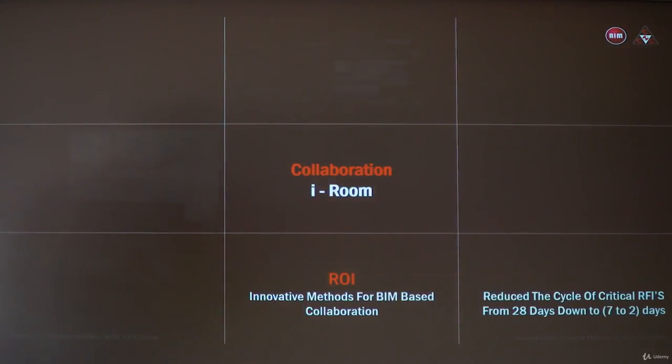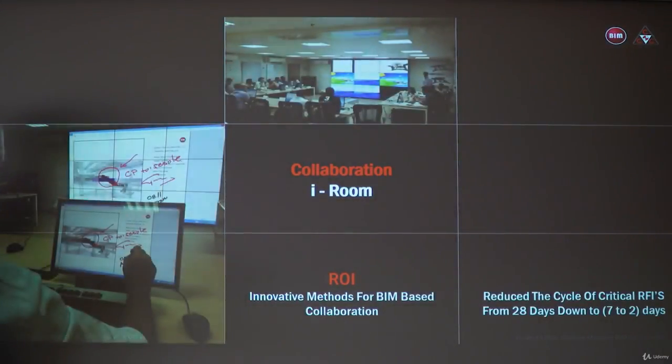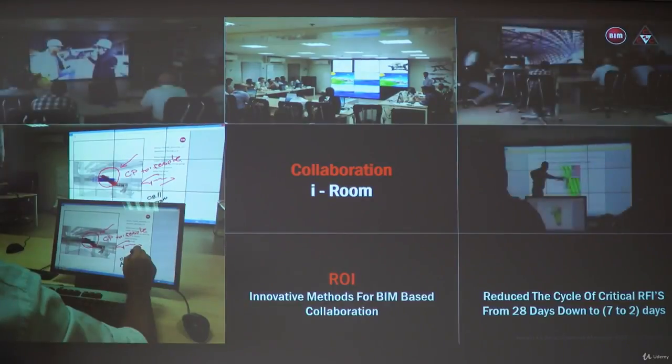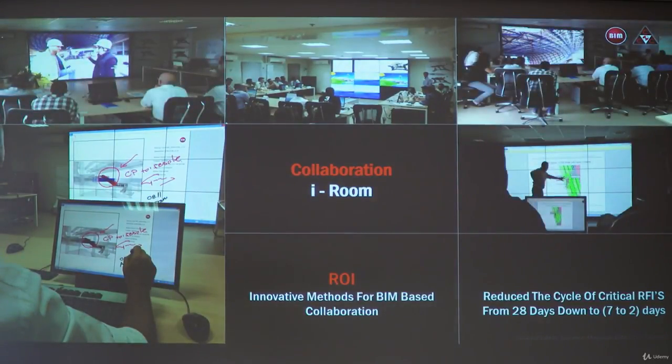Now, we believe that collaboration is not only a digital collaboration. Collaboration should happen on two different levels: physical collaboration as well as digital collaboration. For digital collaboration, we described ProjectWise as a platform for exchanging data digitally and sharing it between the different stakeholders. For physical collaboration, which was very important in that project, we developed what we call the iRoom. The iRoom is what you see in this picture.